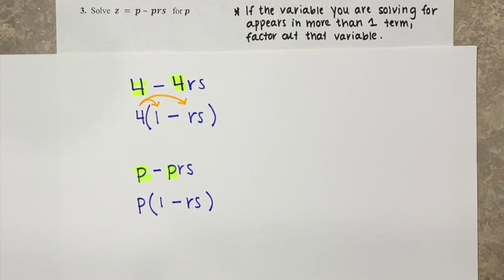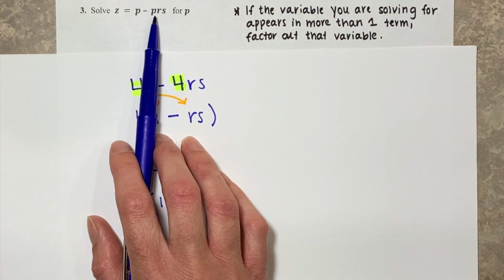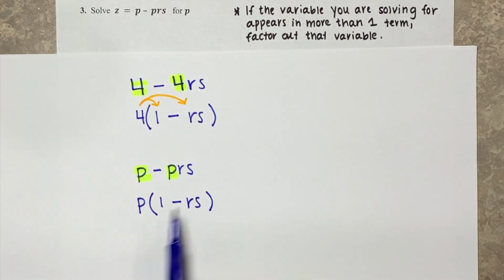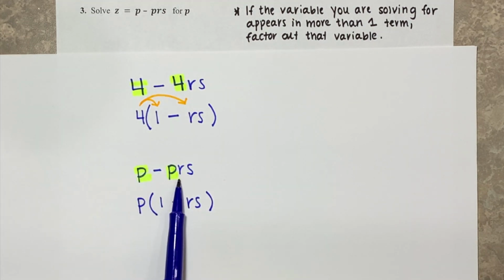So if we look back at the original problem, we said if you're trying to solve for a variable, and that variable appears in more than one term, you're going to have to factor out that variable. So we needed to factor out p, and that's exactly what we did right here. So we took this problem and we factored out the p.